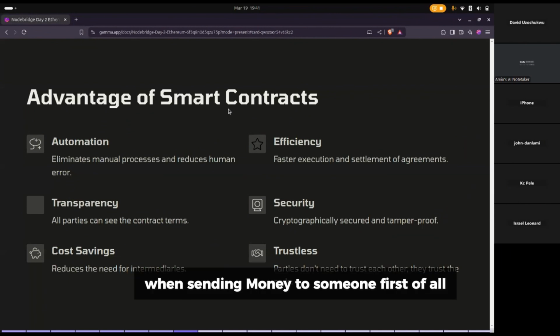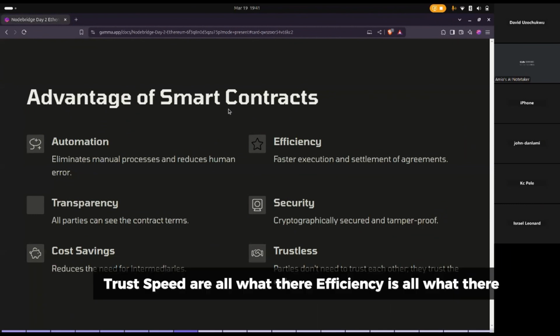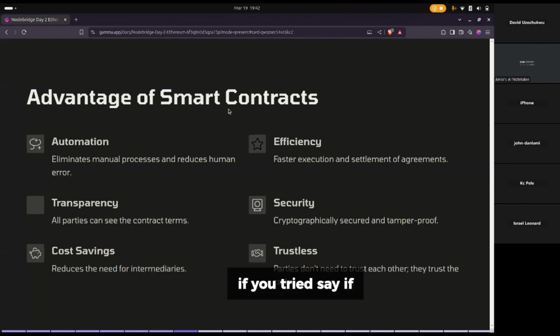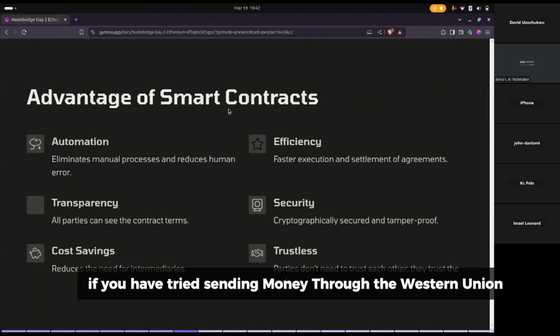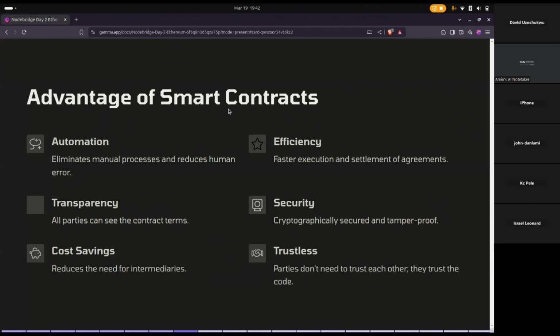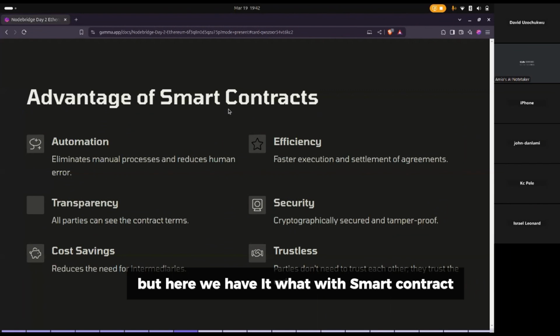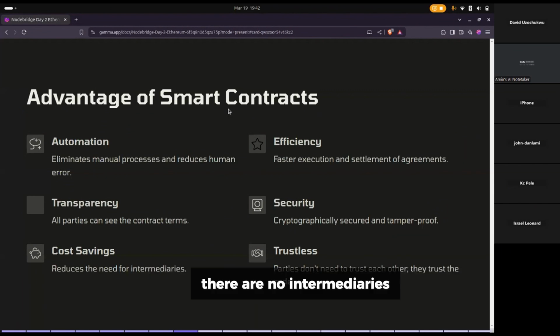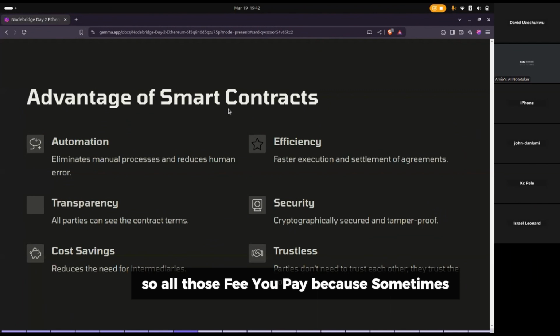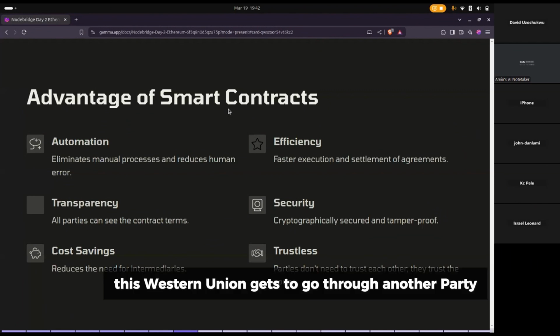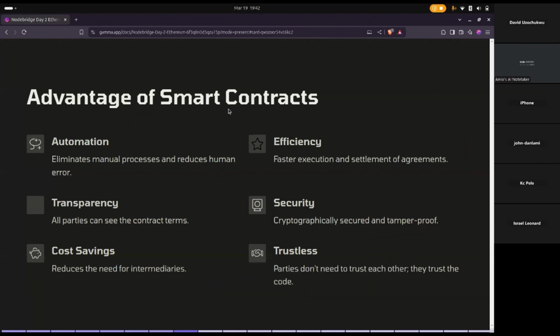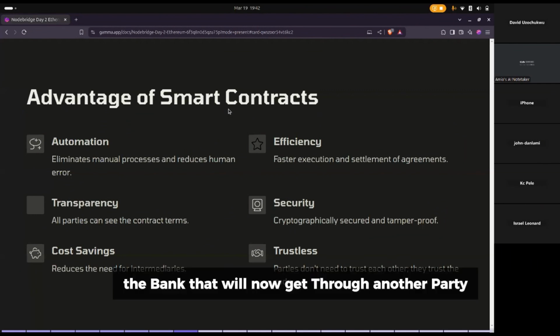When sending money to someone, first of all, trust and speed are all there. Efficiency is all there. If you have tried sending money through Western Union, the fee you would pay, sometimes you would feel like there's no point sending that money to that person, because you end up paying a lot of money for the transaction fee. But here with a smart contract, there are no intermediaries. So all those fees you pay, because sometimes Western Union goes through another party that goes through another party, then gets to someone in the US, the bank that will now go through another party, and then you have all those legal documents.